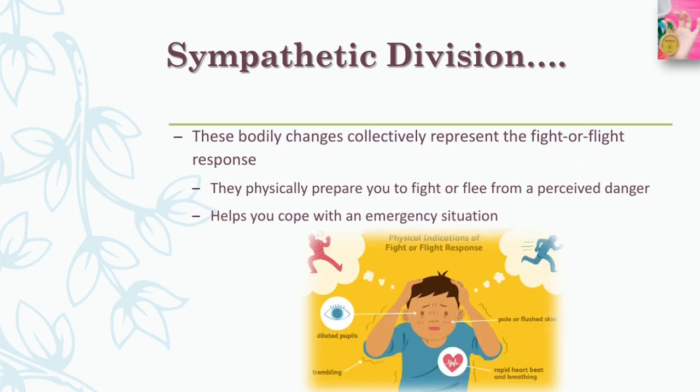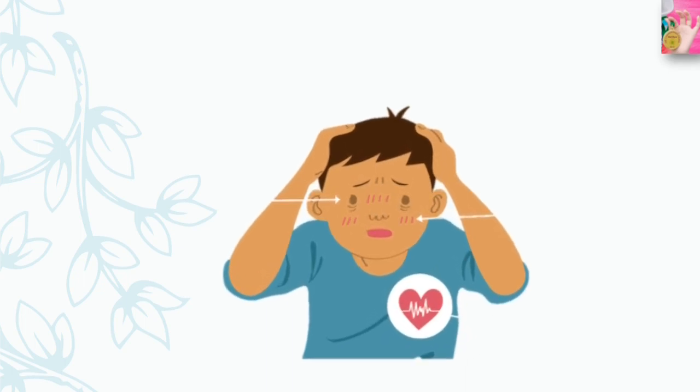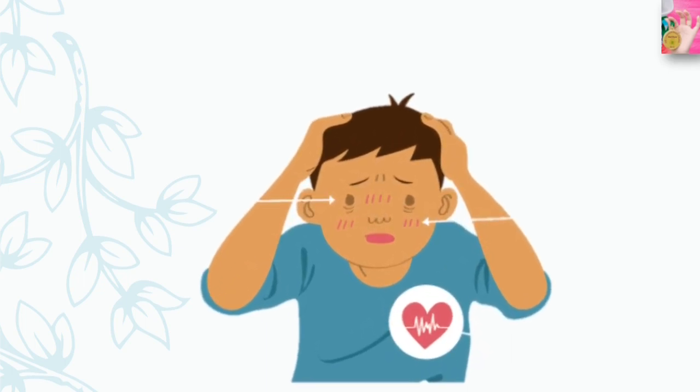Now, these bodily changes collectively represent the fight or flight response. Now, they physically prepare you to fight or flee from a perceived danger. As a short-term response, the fight or flight response helps you cope with an emergency situation. Now, however, if this heightened physiological arousal continues, such as during the time of prolonged stress, you can suffer from mental and physical deterioration or exhaustion.